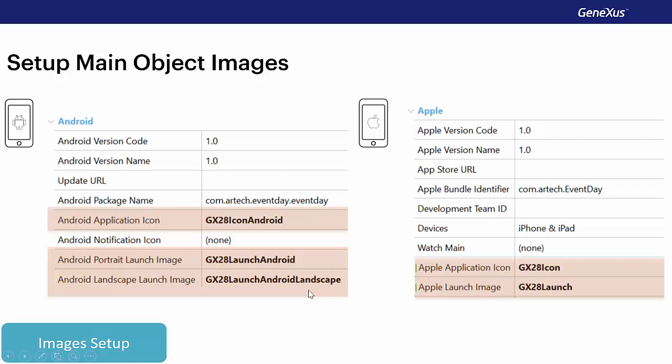So, these were some of the most important features related to the theme object, image treatment, and platform configuration. During the rest of the course, we will present some classes and specific properties of smart device development. Also, you can find more information about these topics in the GeneXus Wiki.